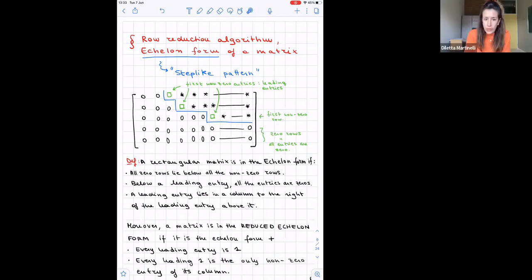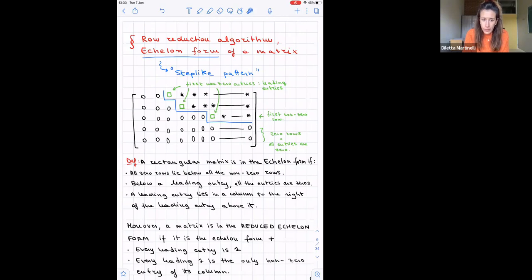And then the final condition is that the leading entry lies in a column that is to the right of the leading entry above it. So for instance, if we take this one, this is the leading entry, the leading entry above it is this one, and this one lies in a column to the right of this one. It doesn't necessarily need to be right adjacent, like for instance, this one lies in a column that is not right next to the first one, but is still to the right. So this is what we call a matrix in the echelon form. A rectangular matrix or a square matrix is a special case that satisfies this condition.